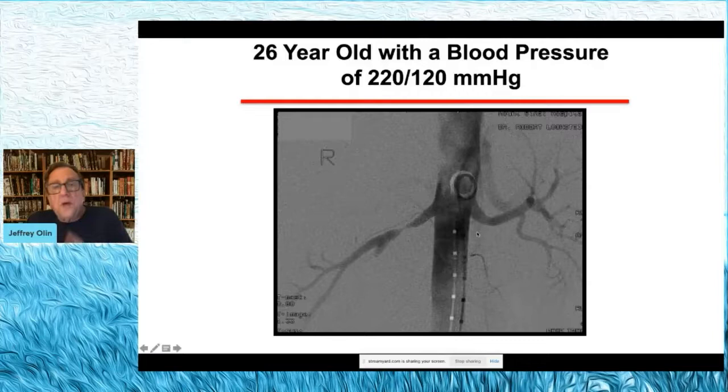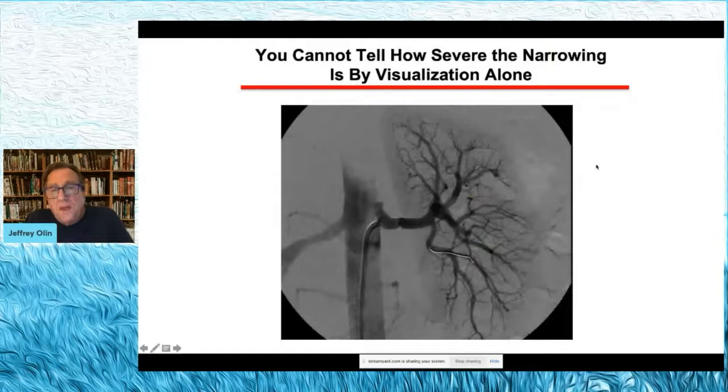So anytime we do an arteriogram on someone, we put a pressure wire through that artery to make sure we're not missing something. Because if we only treated this side and there was something going on here, the patient would not get a benefit. So look what happens when we put a wire through. You can see this here. And when we measured a pressure gradient, it was 50 millimeters of mercury.